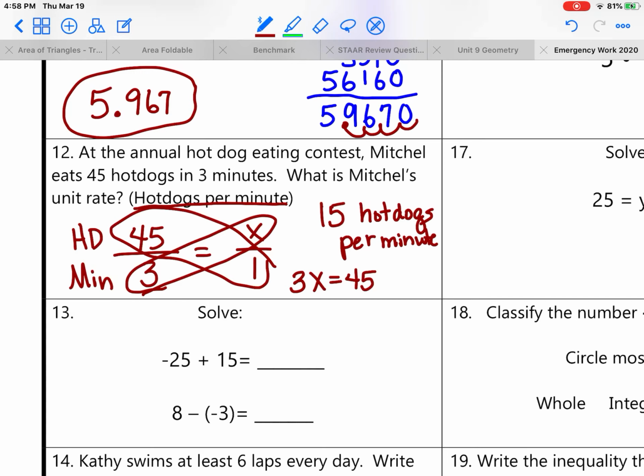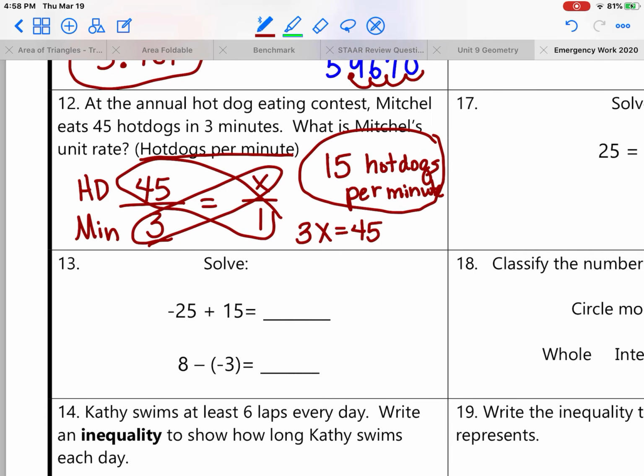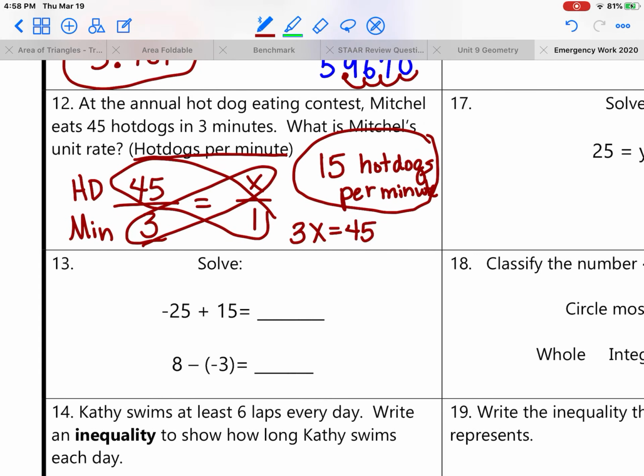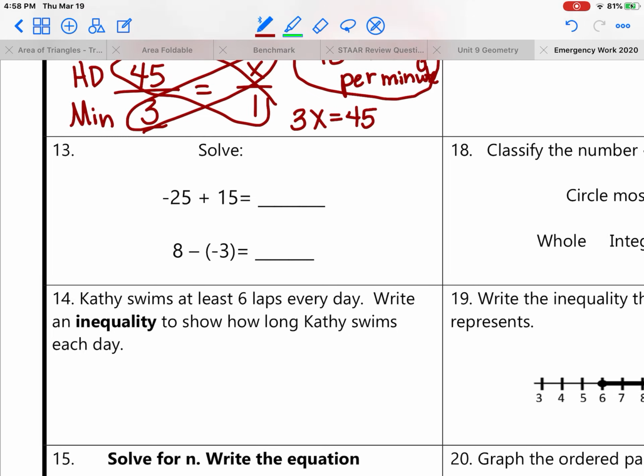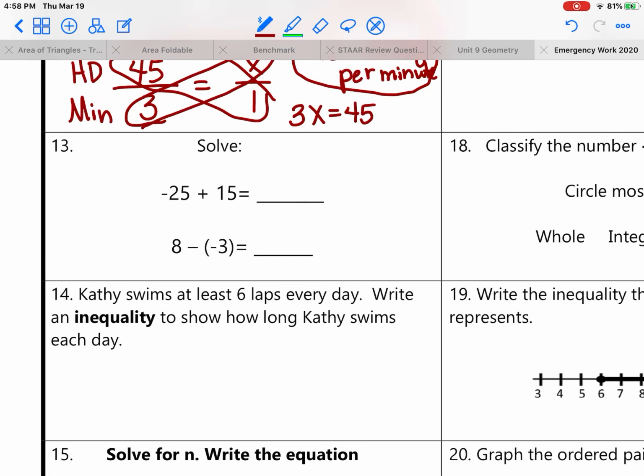And this is another one that might get counted wrong in the Google form, but don't worry, I will look at it and fix it for you. Alright, that's the answer to number 12, 15 hot dogs per minute. Number 13 is, again, integer rules.